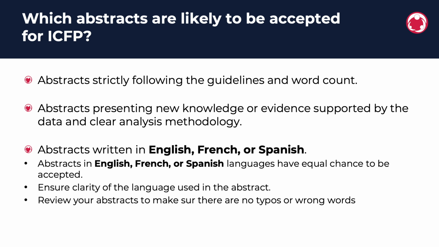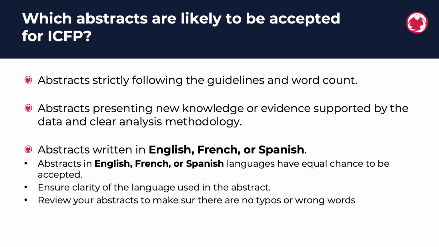Probably the most common question, which abstracts are likely to be accepted for ICFP? This question is not as simple as it sounds. Your abstract is more likely to be accepted if it strictly follows the guidelines and word count, but ultimately, reviewers will judge the integrity and contribution of your work. Abstracts that skip sections or don't provide sufficient information are much less likely to be accepted.